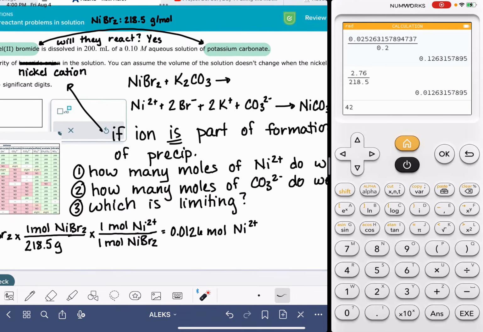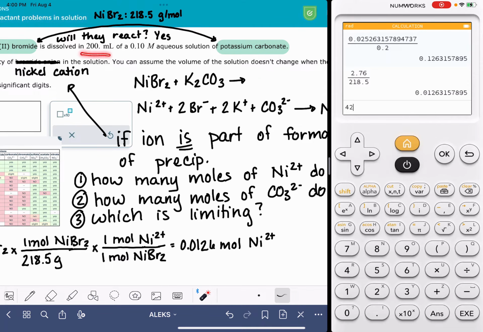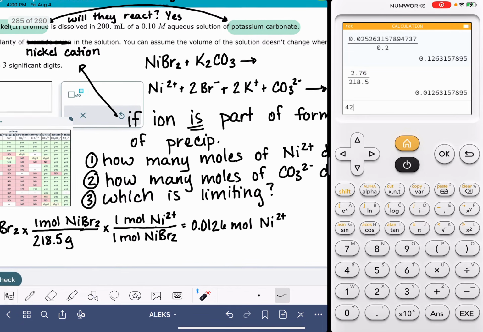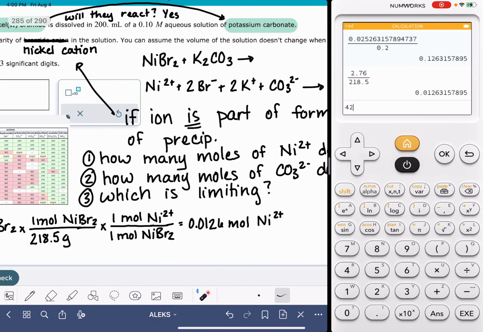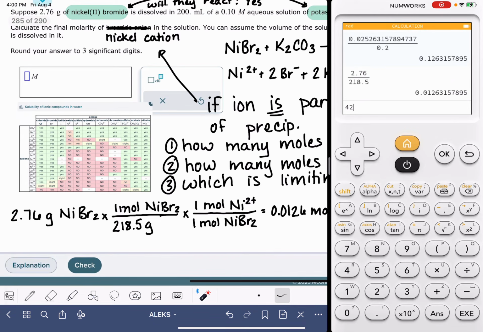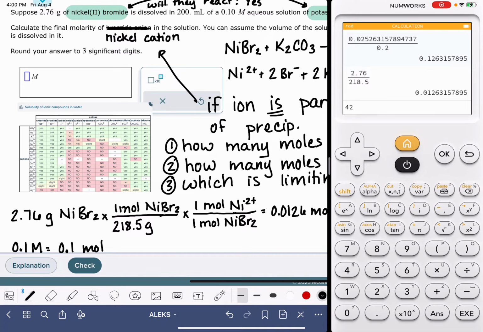And this one is going to be a little bit different and a little bit easier because for your other solution, you're being given a molarity and a volume. You're not being given a mass, so you don't have to do a gram per mole calculation. So my molarity of my other solution is 0.1 molar. That means 0.1 moles per liter. And I'm going to move that over because it's hard to see. And that is moles of K2CO3.